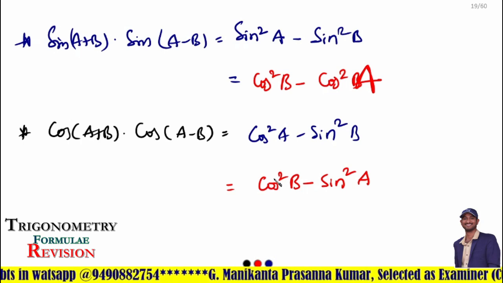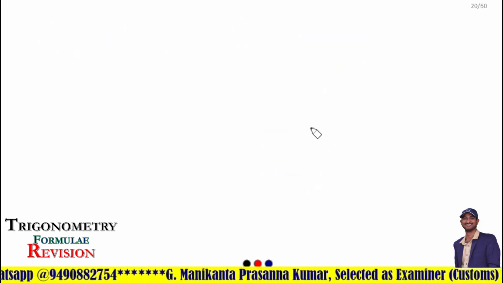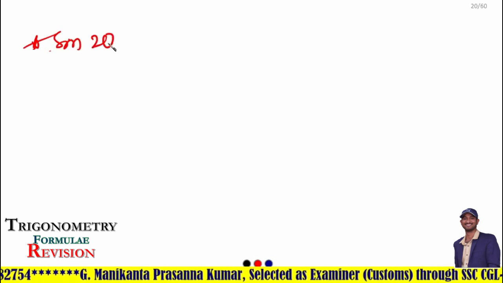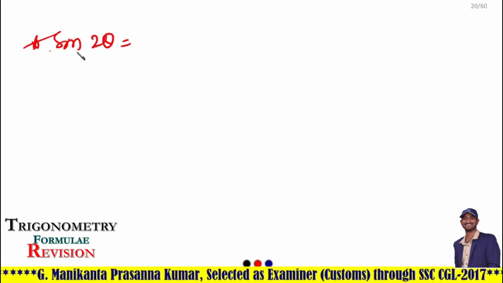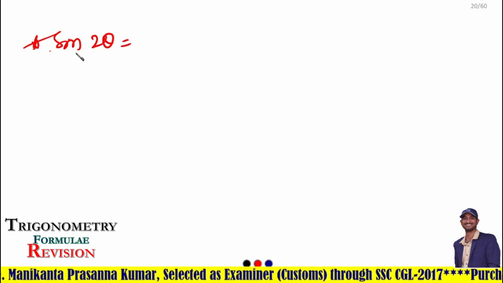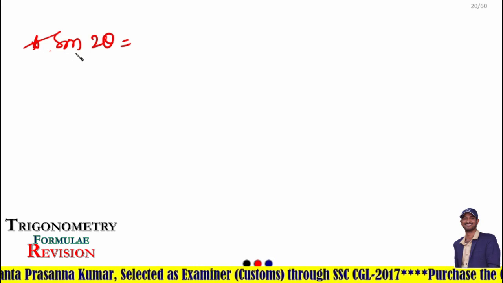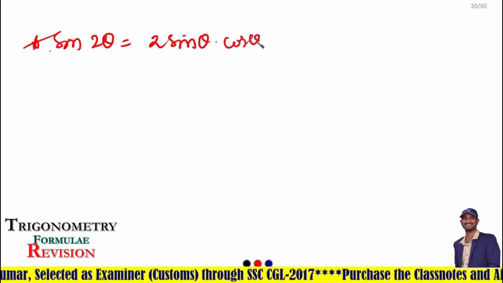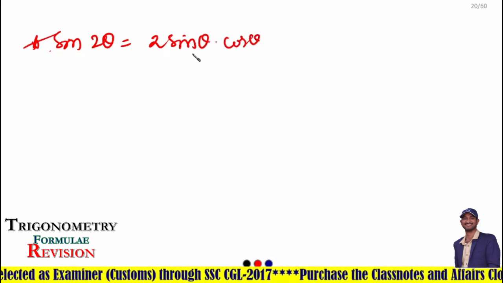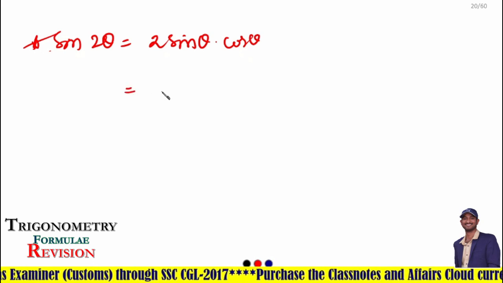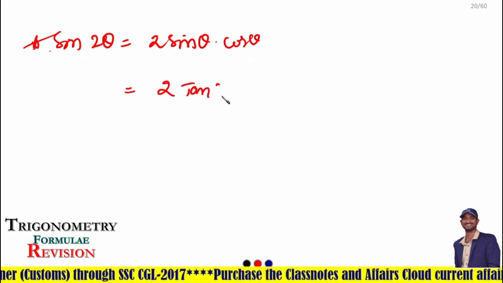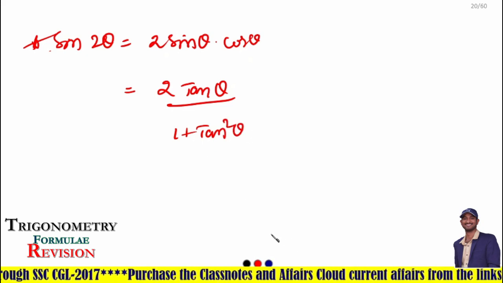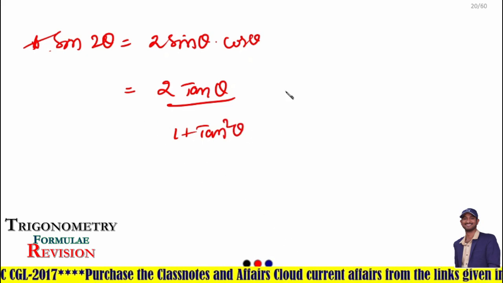Okay, next one is multiple angles, that is 2 theta and 3 theta. What is the value of sine 2 theta? Here every multiple angle trigonometric ratio has different formulas based on the trigonometric ratio given. Sin 2 theta is 2 sin theta cos theta. It is the basic formula. When sin and cos are given, this is the formula. Otherwise, it can also be written as 2 tan theta by 1 plus tan square theta. When tan is given, then this is the formula.